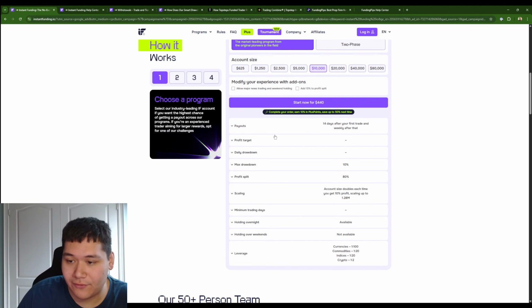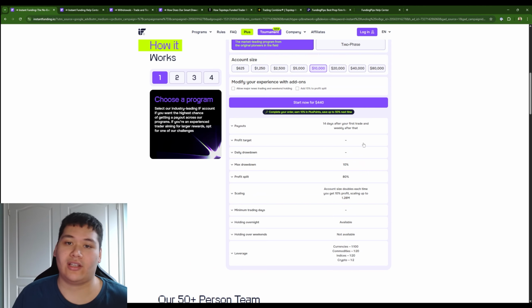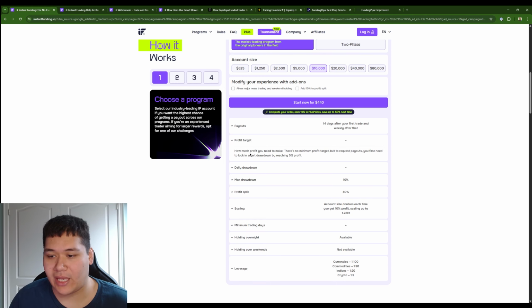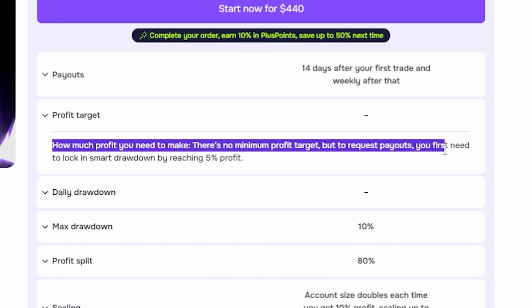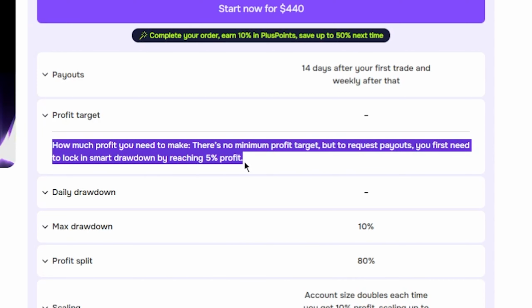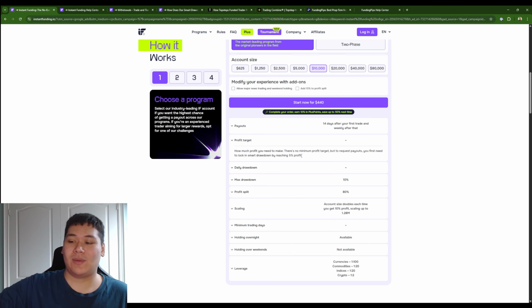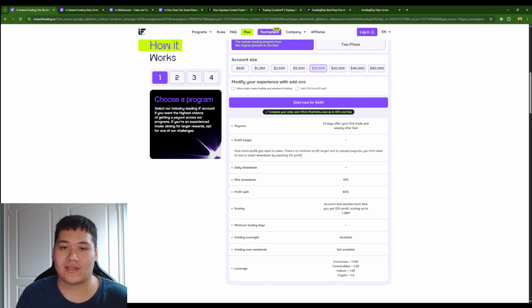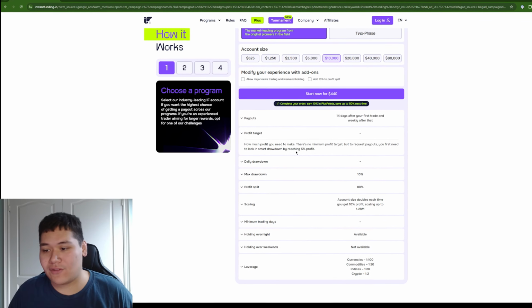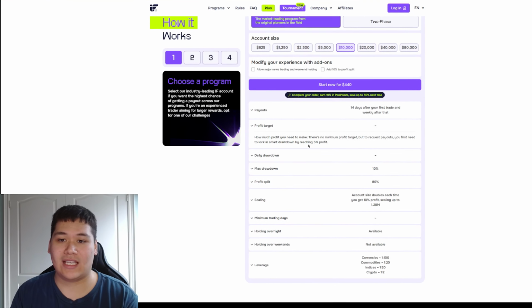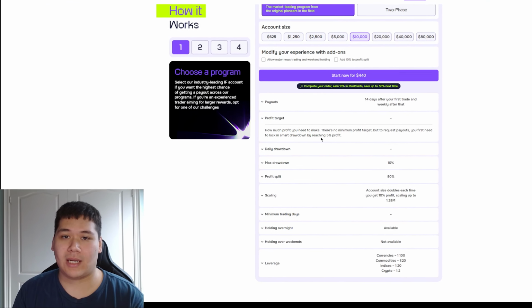So we can see that in the profit target section, there is no profit target. And I'm like, okay, could this be true? But this is a hidden rule within instant funding. If you actually expand it, it says how much profit you need to make. There's no minimum profit target, but to request a payout, you first need to lock in smart drawdown by reaching 5% profit. So if we hadn't read this rule, we would have bought an account, tried to make a certain amount and then withdrawn that amount. But we can clearly see there is a profit target within instant funding, and I'm just using them as an example. They're still a great prop firm. I still got a payout from them.